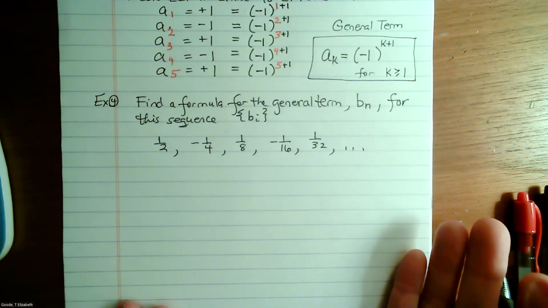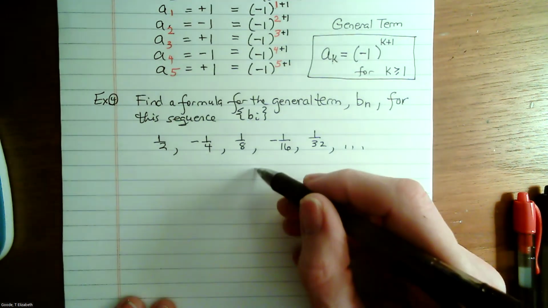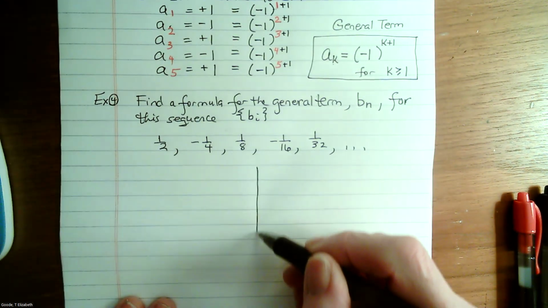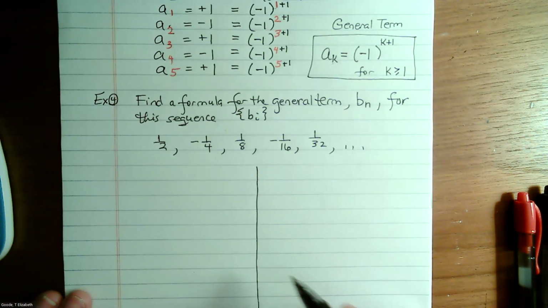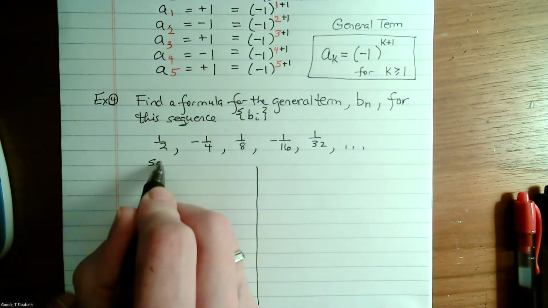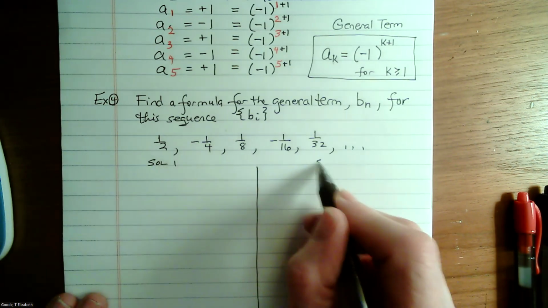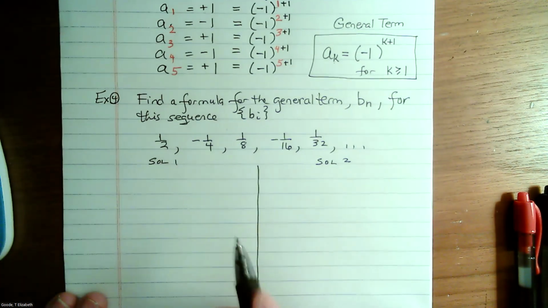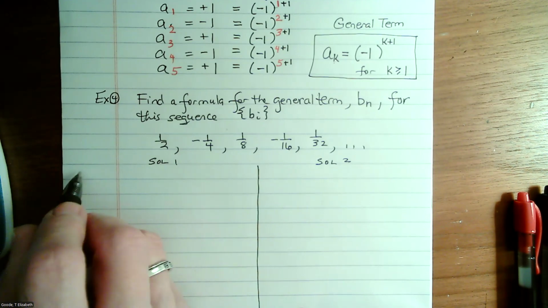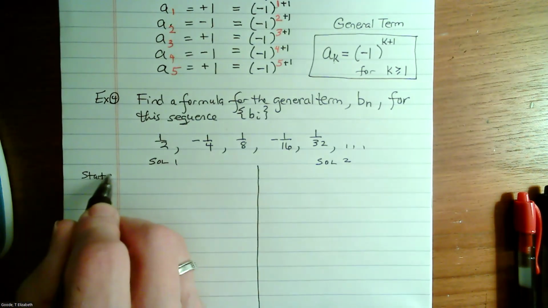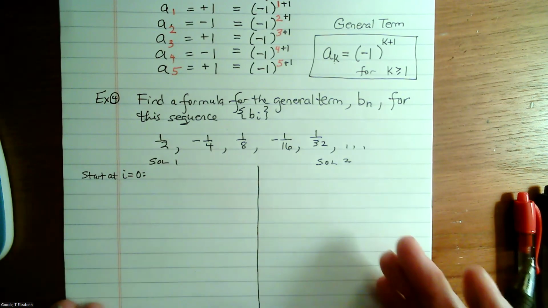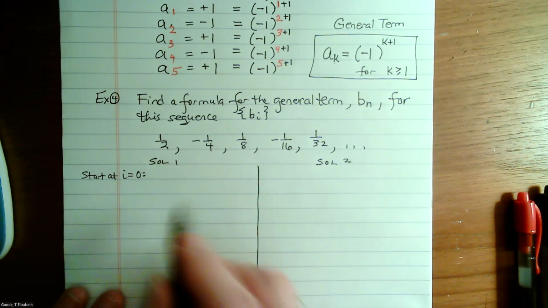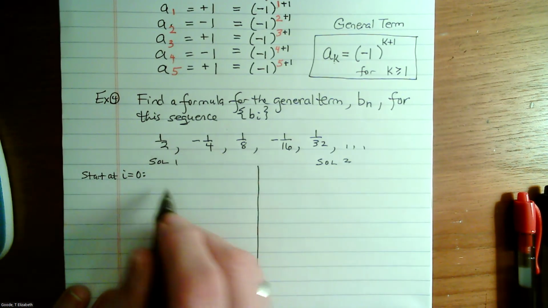So we can play the same kind of game that we played before, where we decide how we want to start the indexing. We could start the indexing at 0, or we could start it at 1. So let's just quickly go through a little analysis, solution 1, solution 2, of what we would get with those choices. Here, if we start at i equal 0, you can call it i, you can call it k, you can call it n, it doesn't matter. Then let's take a look.